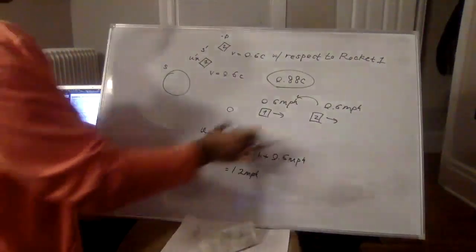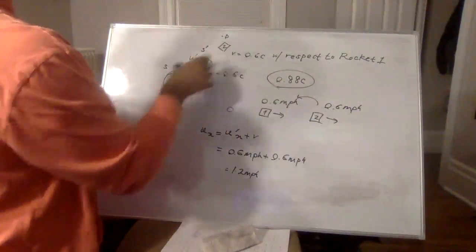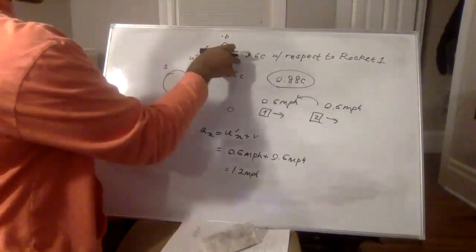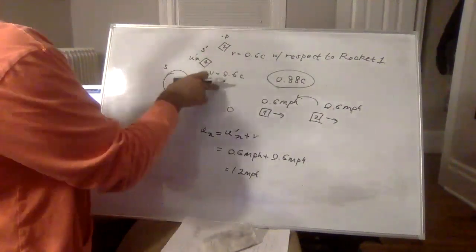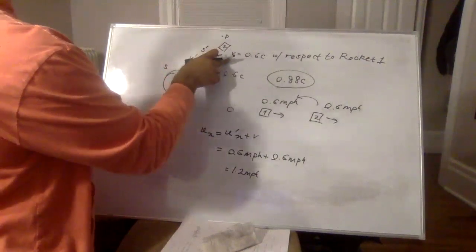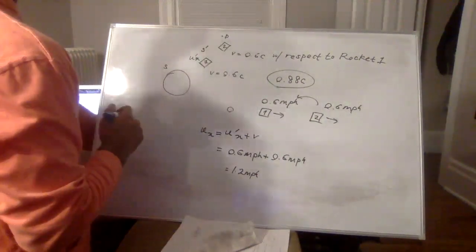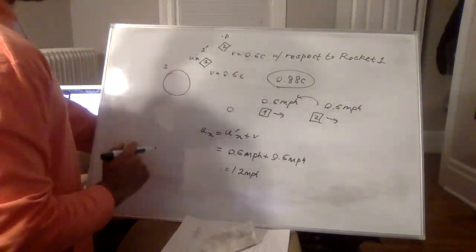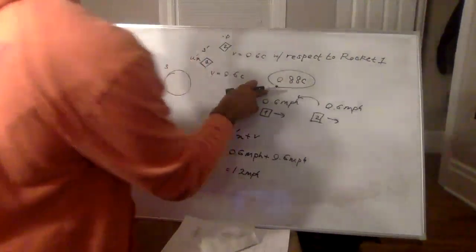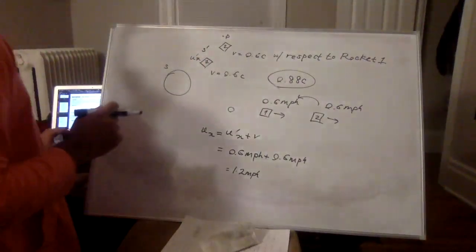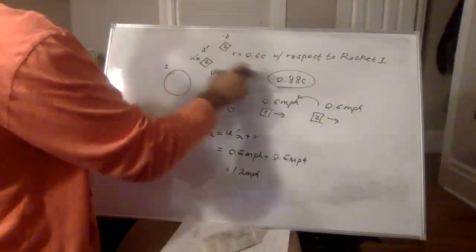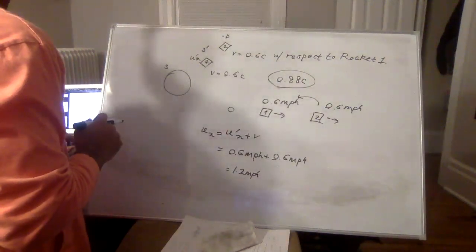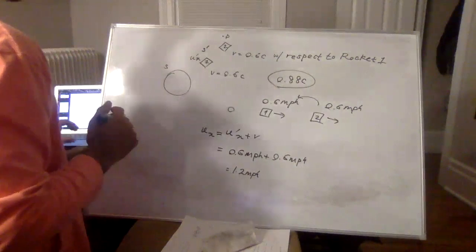So we just simply add them here, but we can't do that here. If I were to answer this question in terms of Galilean transformations, I would say rocket 2 is moving at 1.2c, which means it's moving faster than the speed of light, which we know is not possible. So remember, if things are moving close to the speed of light, we have to use Lorentz velocity transformations.